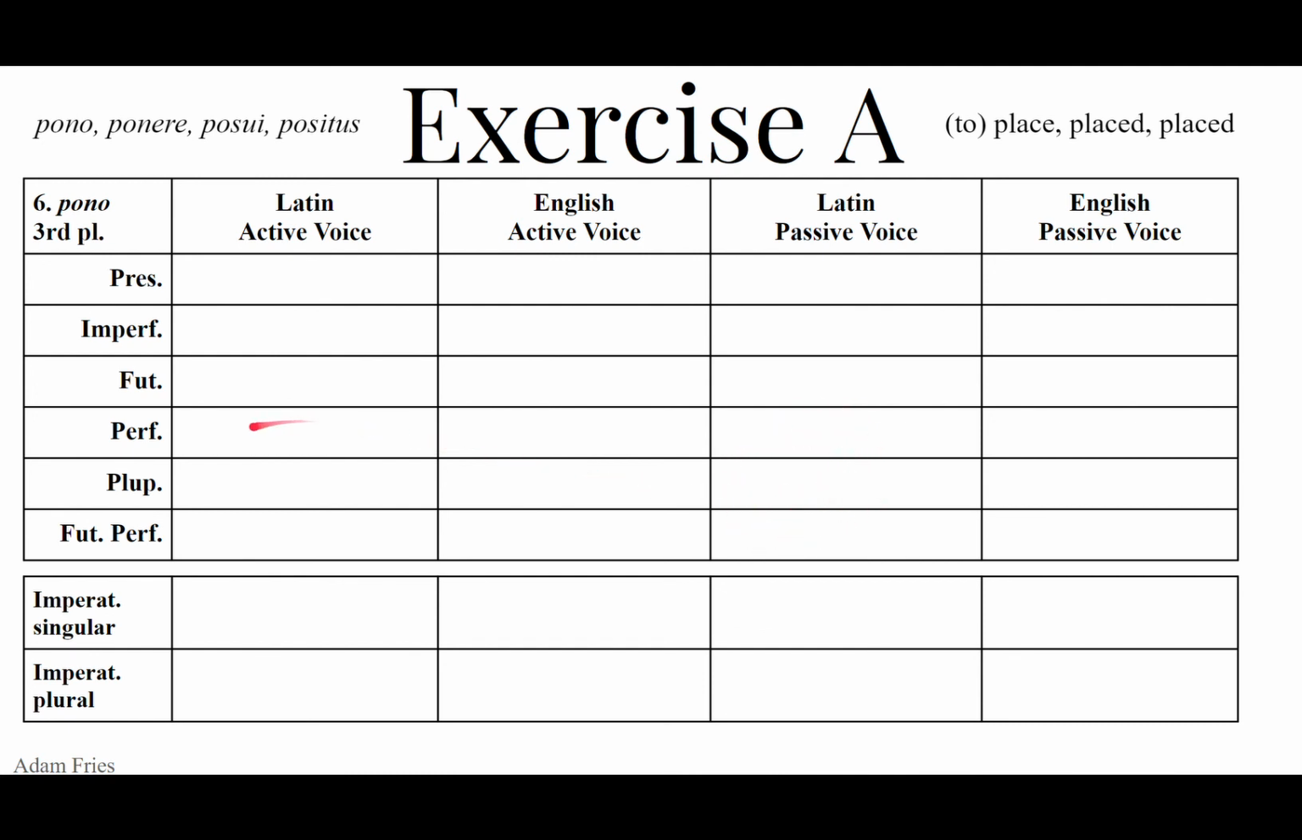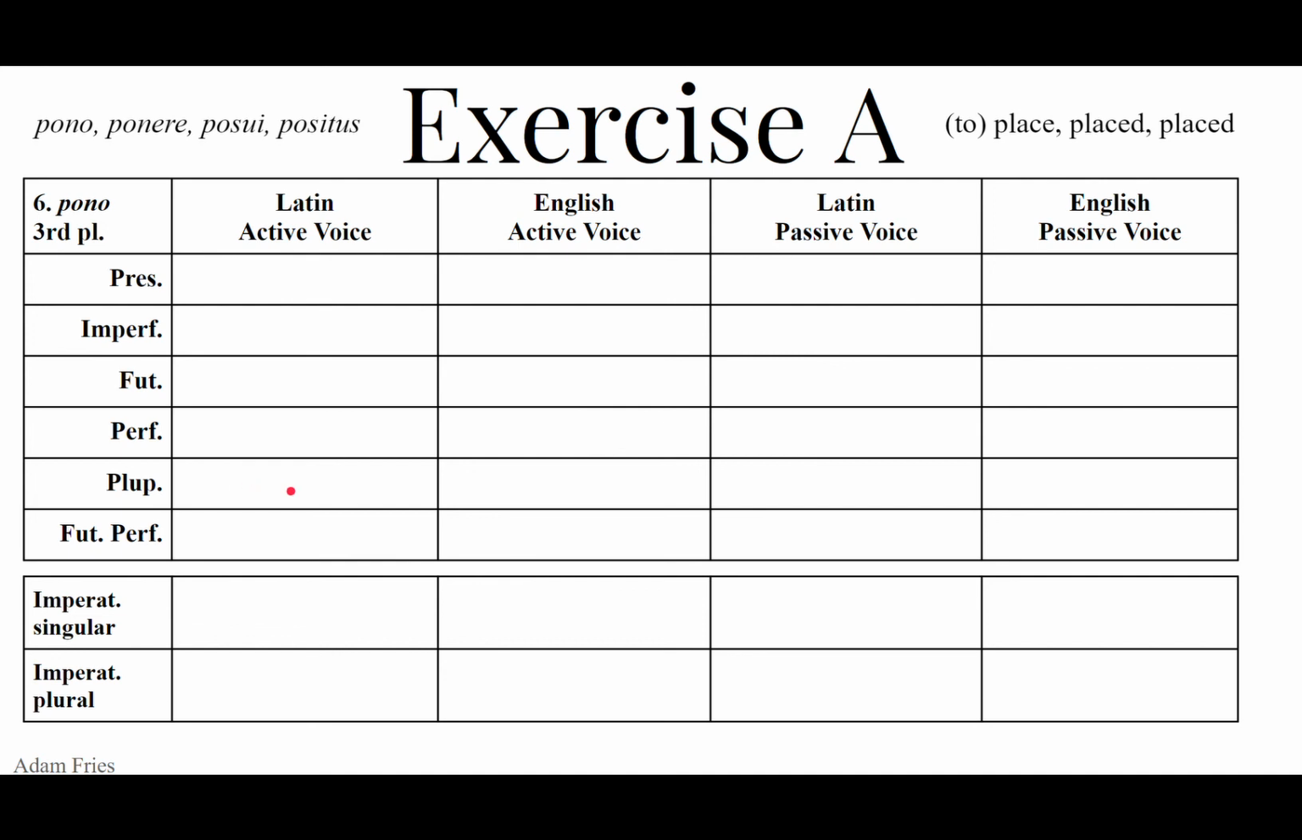Let's add the endings. For the perfect active, isti, it, imus, istis, erunt. So posu-erunt, posuerunt, they placed, they have placed. The passive, we use the fourth principal part, just make sure it's plural. Positi, ae, a, sunt, the third person plural, present of sum. They were placed, they have been placed.